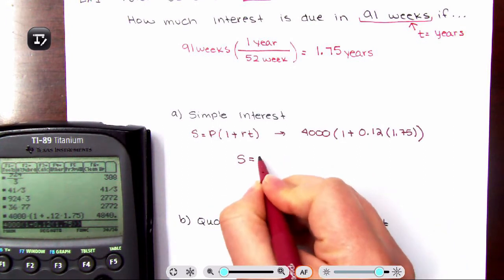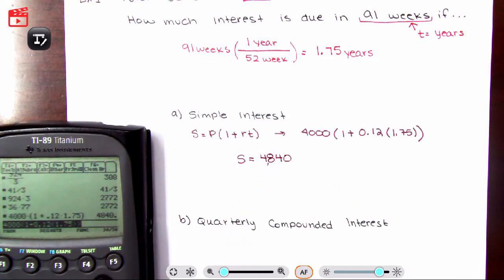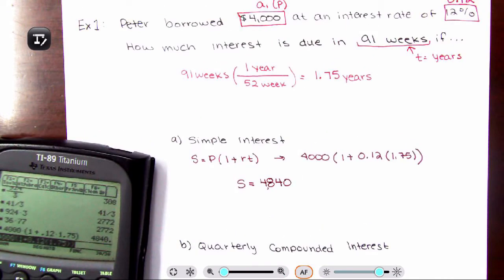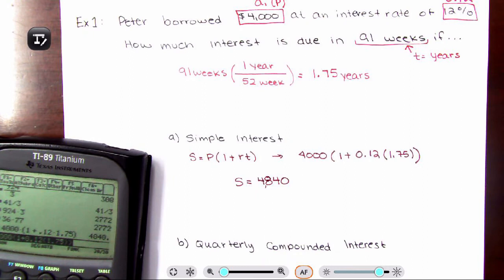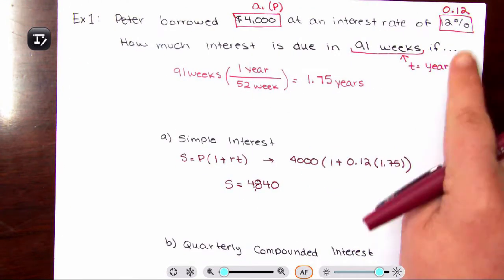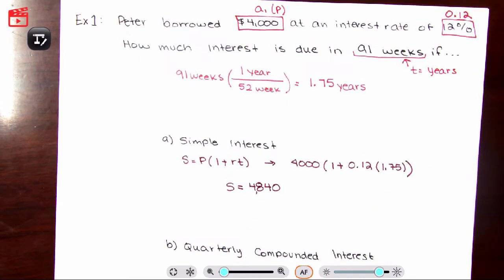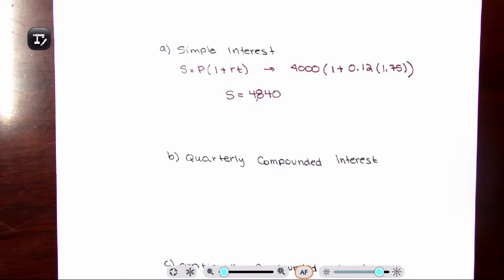So after 91 weeks, I will have a balance due of $4,840. So again, we started out with $4,000 with an interest rate of 12%. With a simple interest of 12% in 91 weeks, we would owe $4,840. So already you know that borrowing with an interest rate of 12%, I mean, that's $800 out of your pocket for no reason. All right, let's do compounded quarterly.